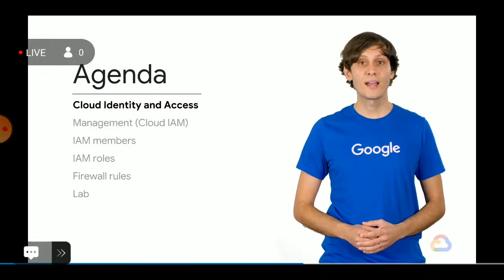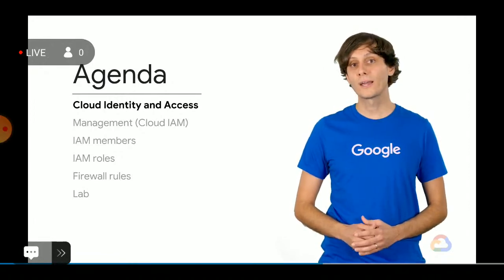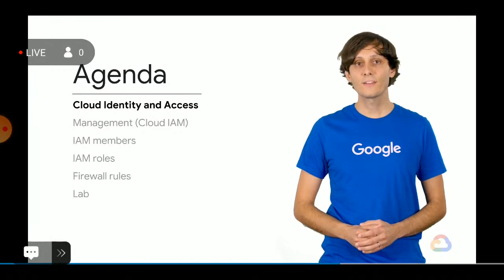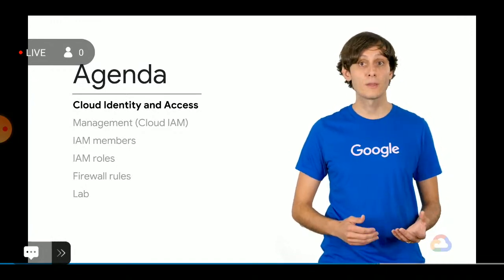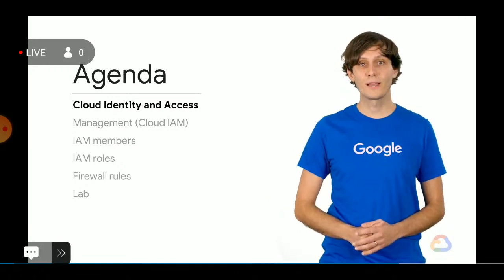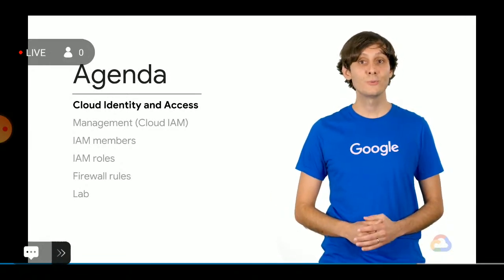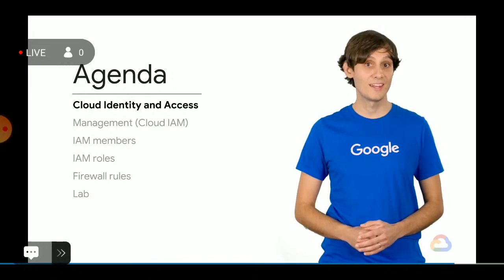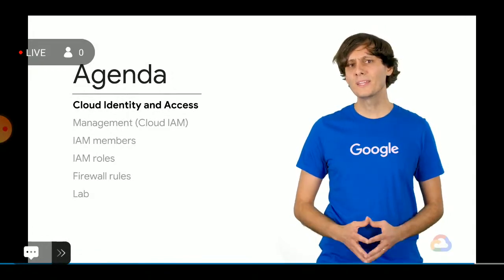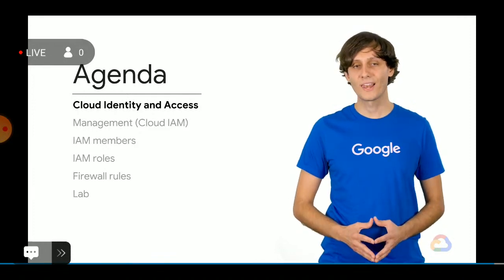Then I will cover the different IAM members and focus on IAM roles. Next, we will revisit firewall rules to cover other ways to control the targets and sources that those rules apply to. Finally, you will get to apply what you learned by controlling access to a VPC network in a lab. Let me start by giving a high-level overview of Cloud IAM.